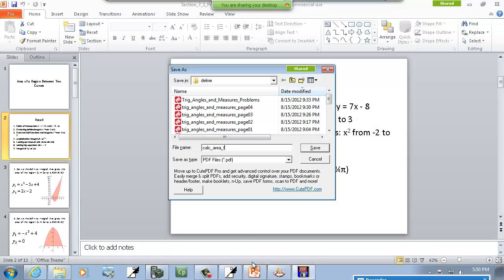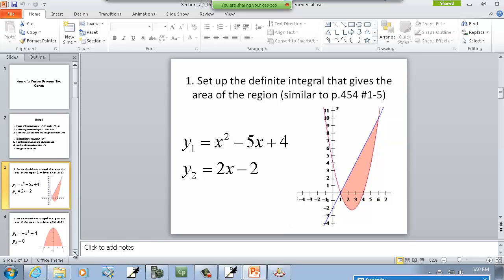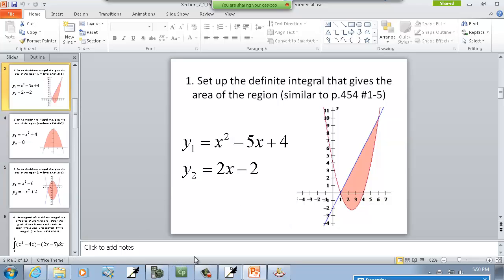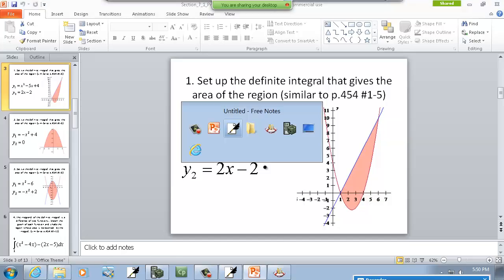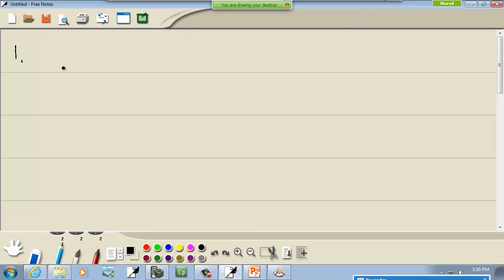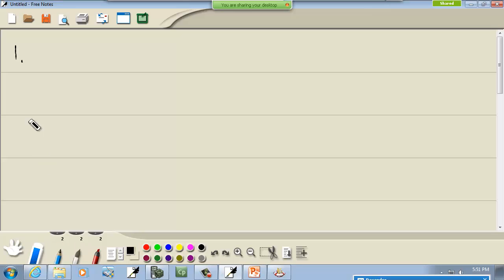Area of a region between two curves. Page 01. There we go. Okay, so let's look at this problem. It says set up a definite integral that gives you the area of the region. And actually, let me write the formulas down here first.